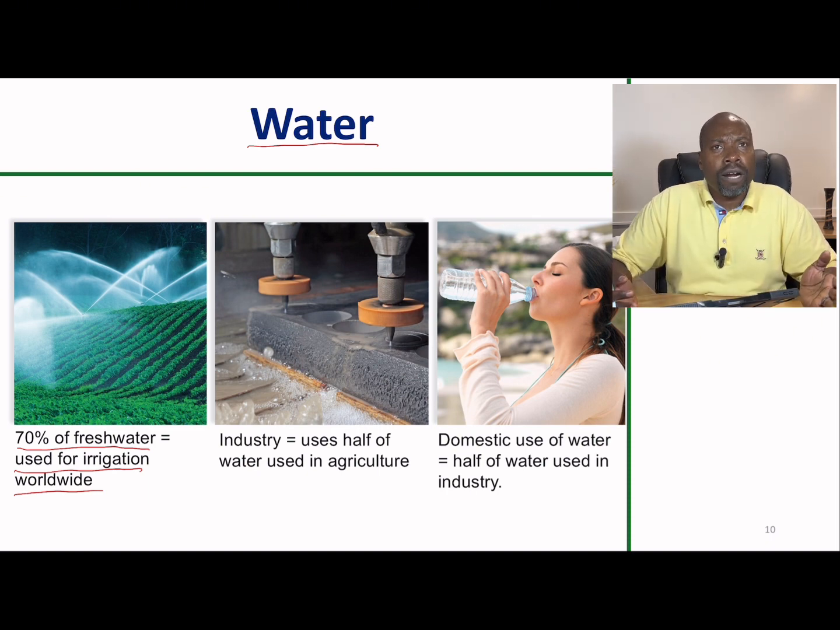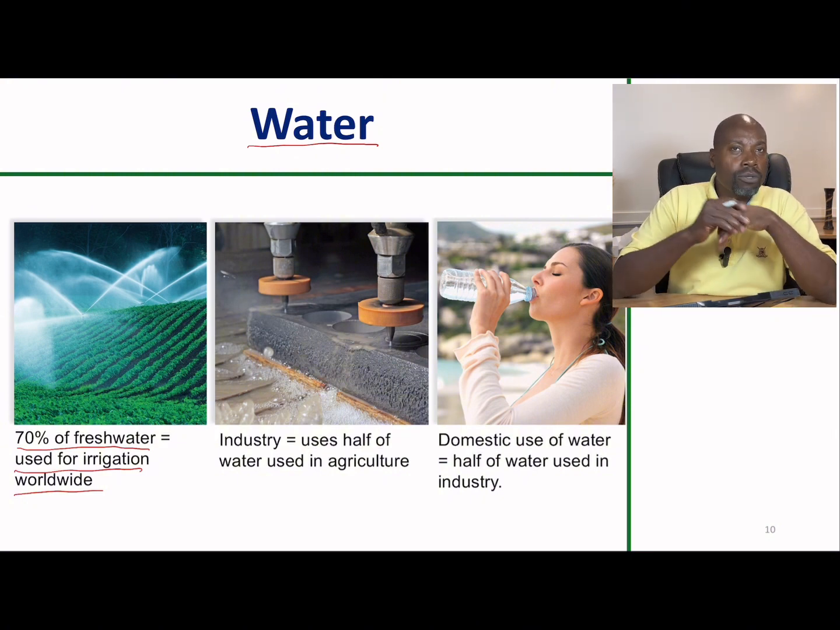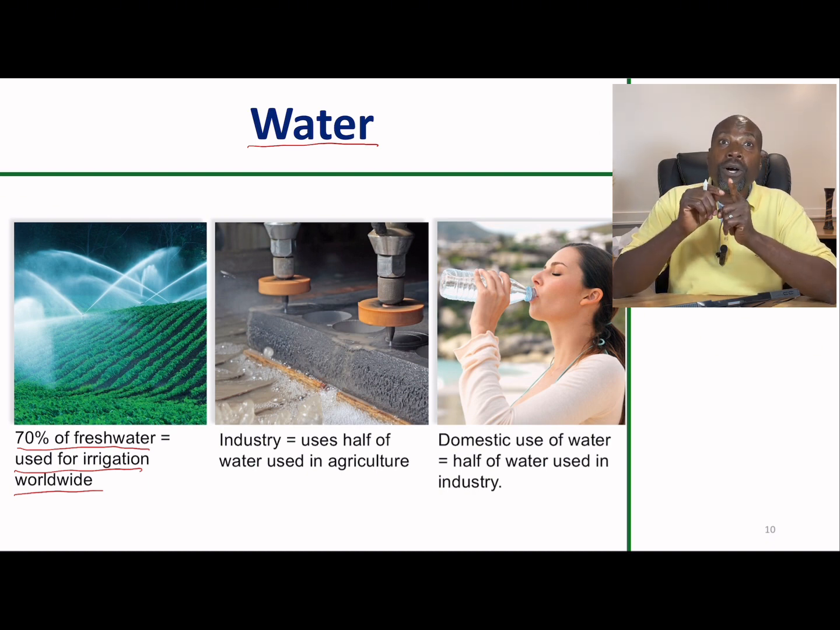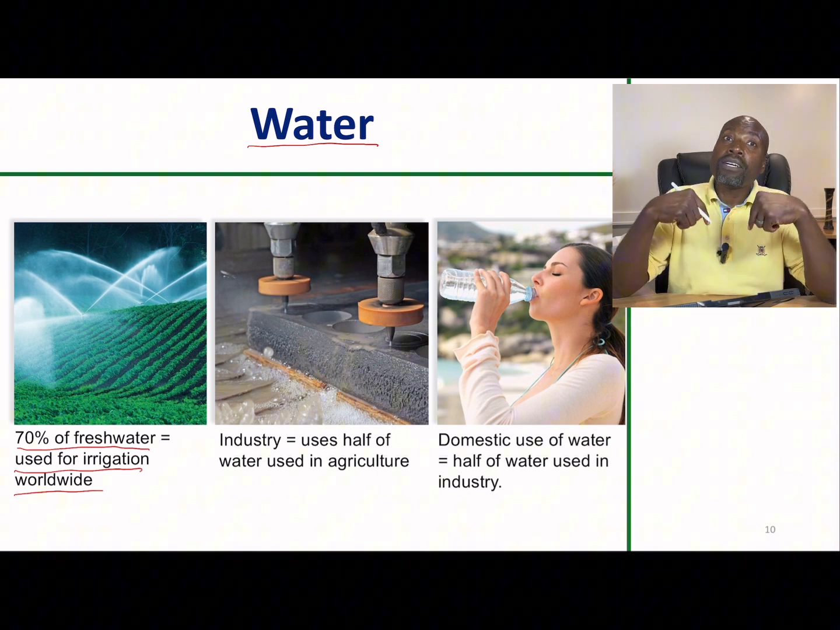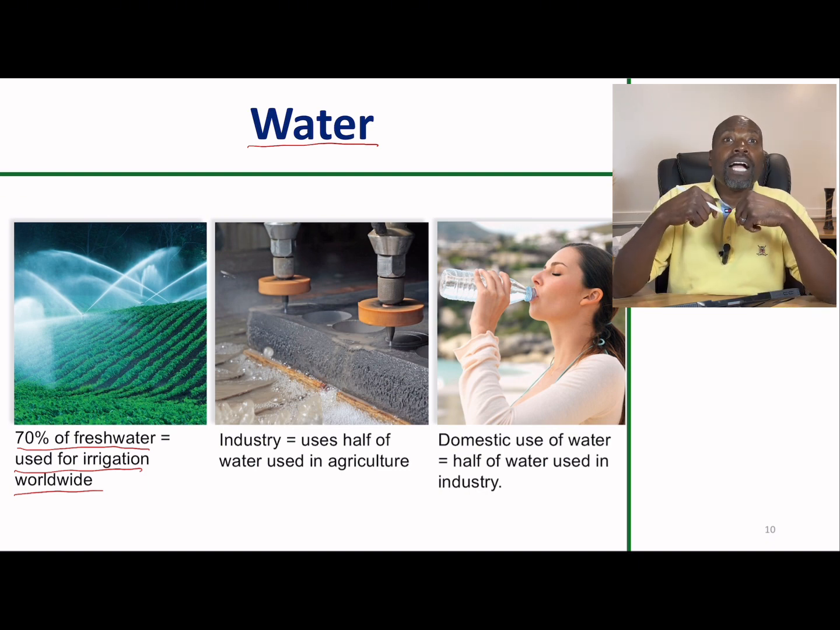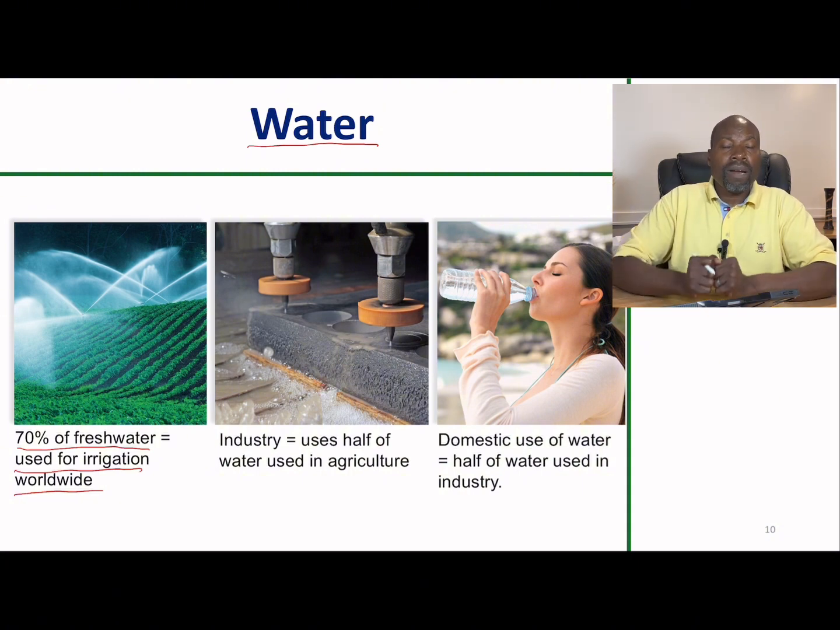Because we are using a bunch of water, well, guess what? Where do we get that water from? Well, we get it from the surface, okay? Streams, rivers, lakes, the sea, right? But also, we get it from underground. The aquifers, strata, right? We are pumping water from the ground. That doesn't go without consequences.